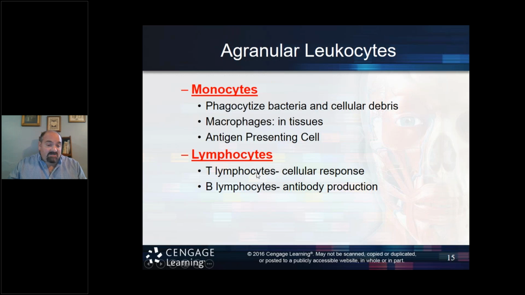B lymphocytes are a type of lymphocyte that will mature within the bone marrow and be involved in producing antibodies. These antibodies will not directly destroy a cell per se, but are involved in the whole process of marking out something that is a non-self cell. So it's something that's foreign to the body, and it'll mark it for destruction by a monocyte, a macrophage, a neutrophil. Okay.